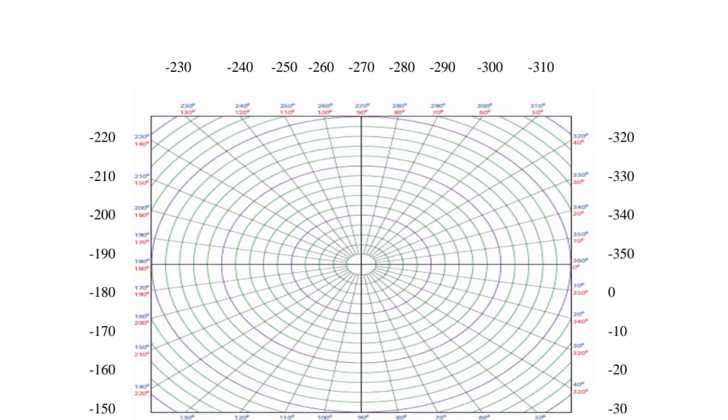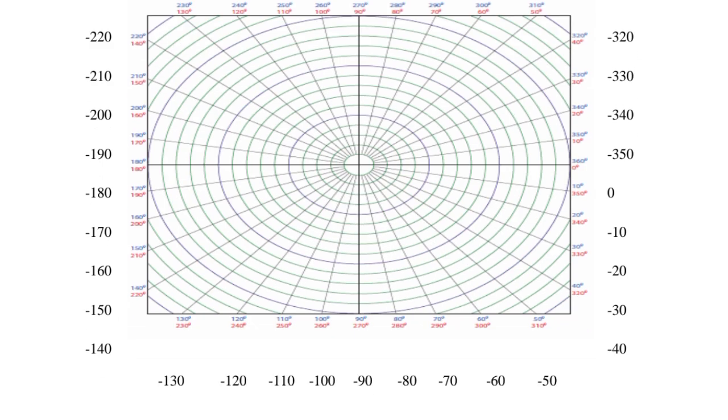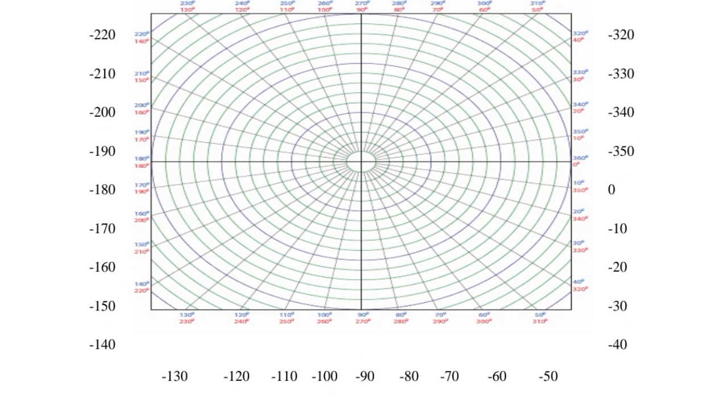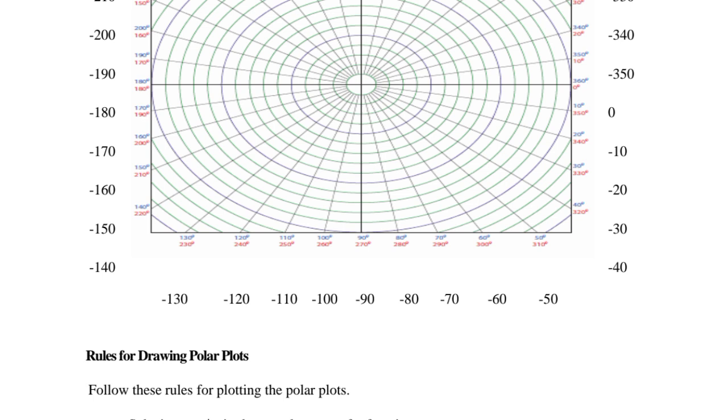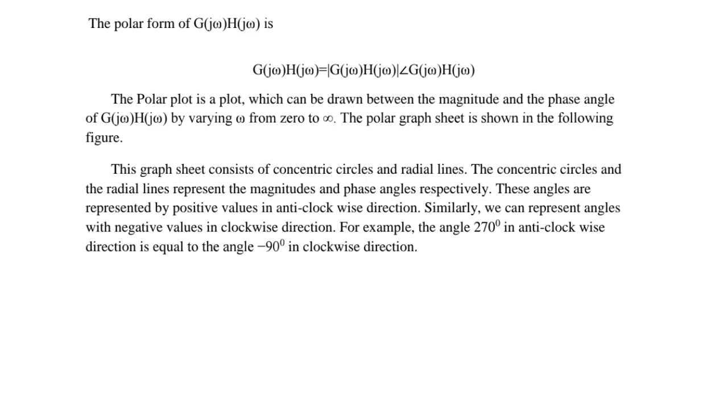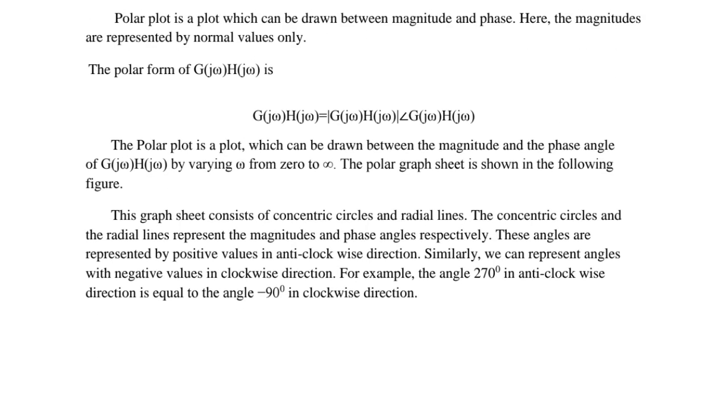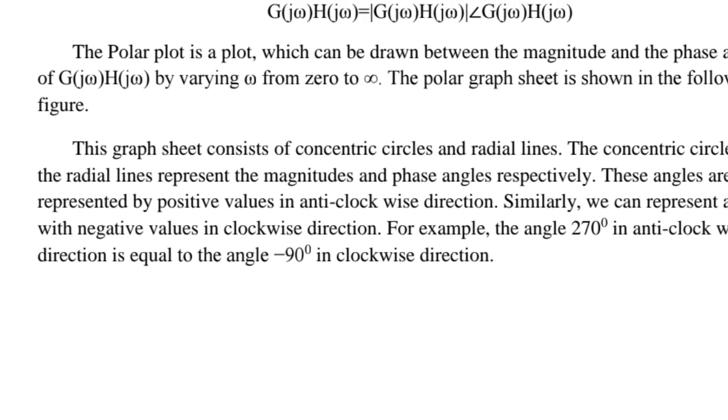See here, this is the polar graph. We are plotting the phase values surrounding this graph. The graph sheet consists of concentric circles and radial lines. The concentric circles and the radial lines represent the magnitude and phase angles respectively. These angles are represented by positive values in the anti-clockwise direction.